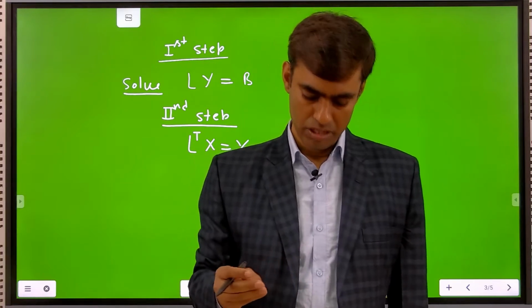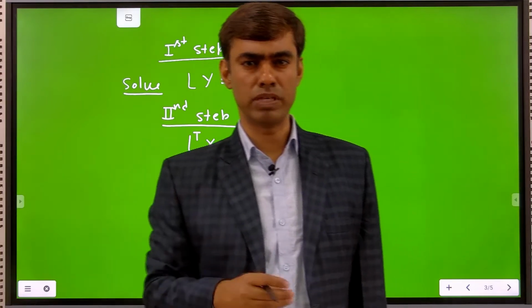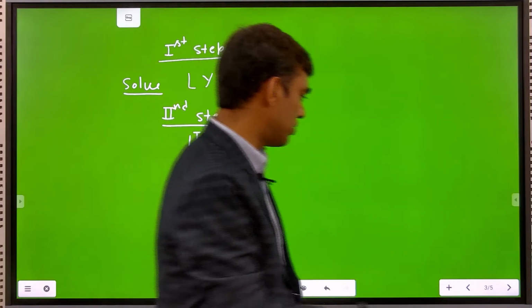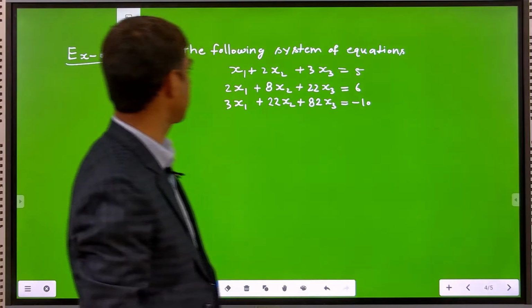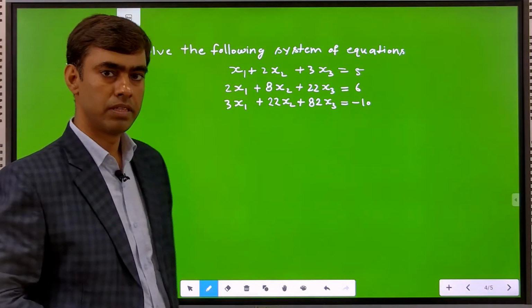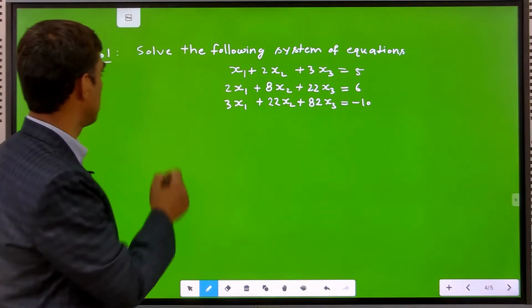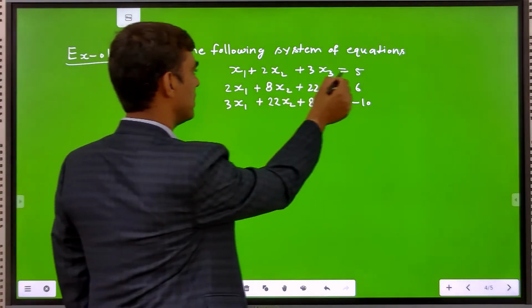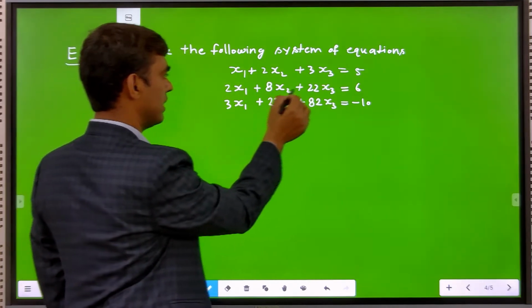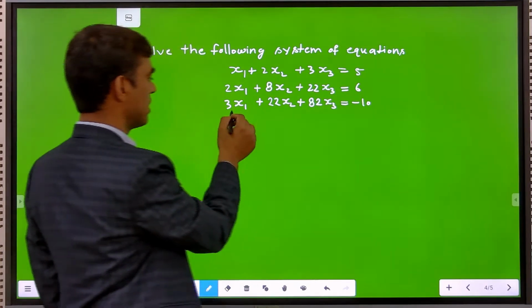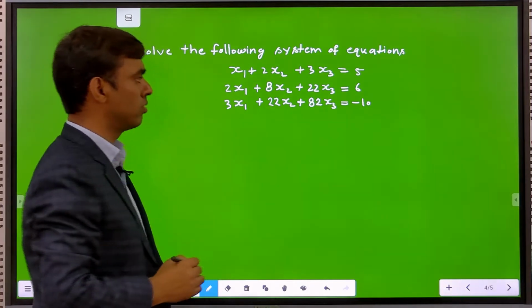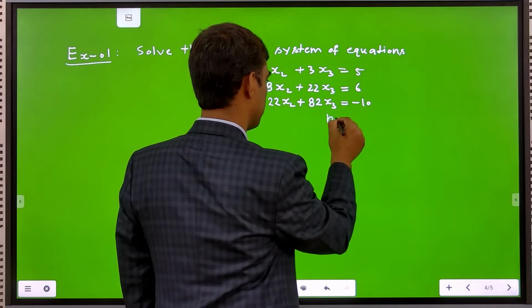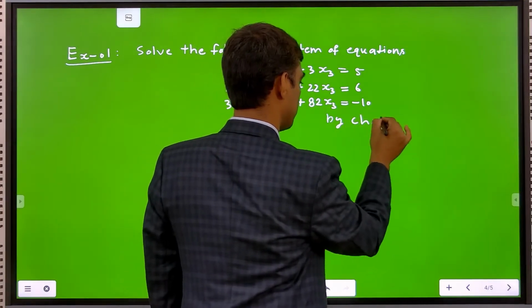Now we solve one numerical example, that is, we try to find a solution of a system of linear equations by Cholesky's method. To save time, we have already written the problem here. Solve the following system of equations: x1 plus 2x2 plus 3x3 equals 5, 2x1 plus 8x2 plus 22x3 equals 6, 3x1 plus 22x2 plus 82x3 equals minus 10, by Cholesky's method.